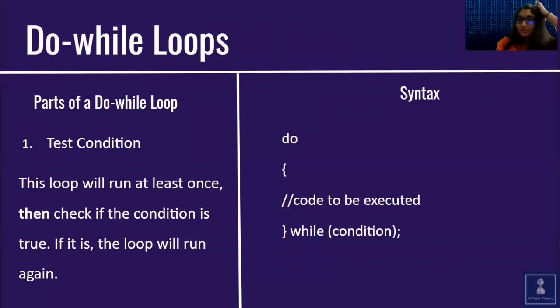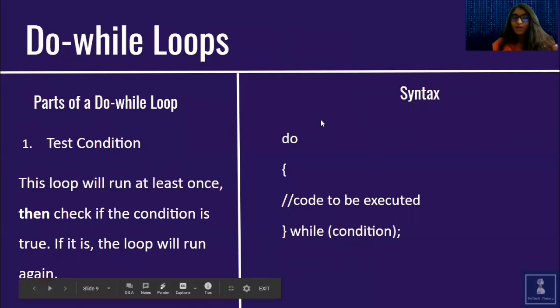All right, to understand this, first we go to do, which means it's going to do the iteration one time, and after the first iteration is completed, it's going to check if the condition is true. If the condition is true, it's going to go back and do it until the condition is false.